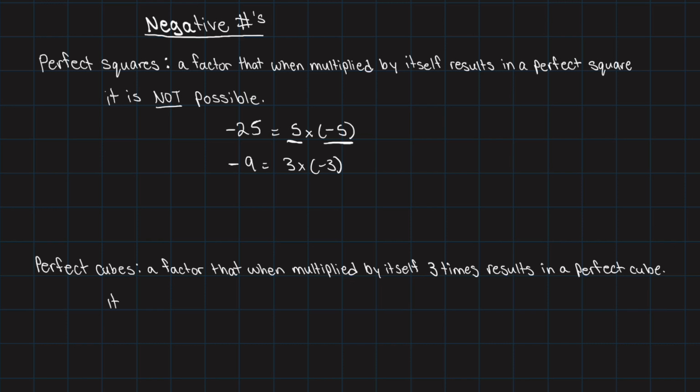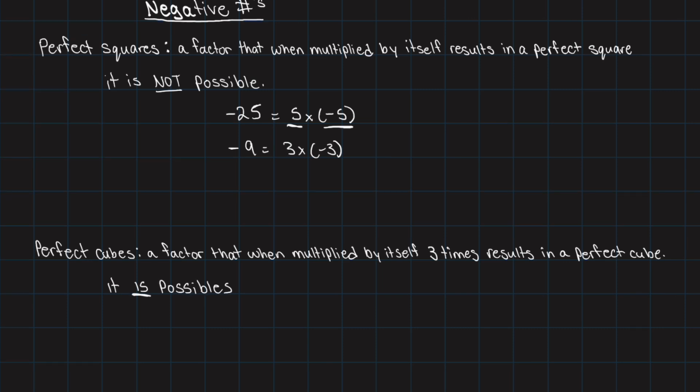But negative numbers can be perfect cubes. And that is because, let's say you have negative 8. Negative 8 is a perfect cube because if you have negative 2 times negative 2 times negative 2, that gives you negative 8, because negative 2 times negative 2 is positive 4, and positive 4 times negative 2 is negative 8, and these are all the same numbers. So it is very much possible for negative numbers to be perfect cubes, but it is not possible for negative numbers to be perfect squares.